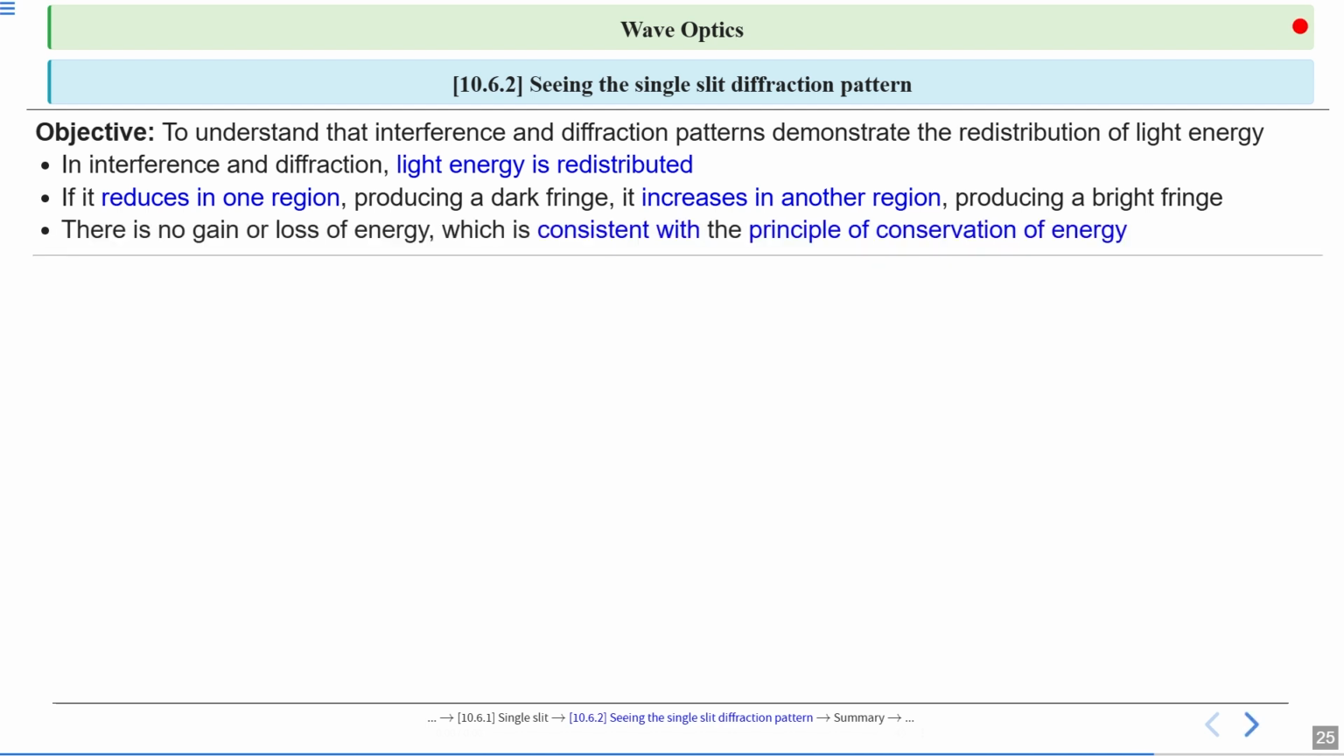Finally, let's connect this to the principle of conservation of energy. There is no gain or loss of energy in these patterns, which is consistent with this principle. This means the total energy remains constant, just like in a closed system where energy can change forms but is never lost.